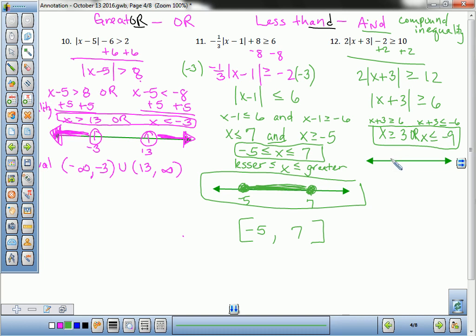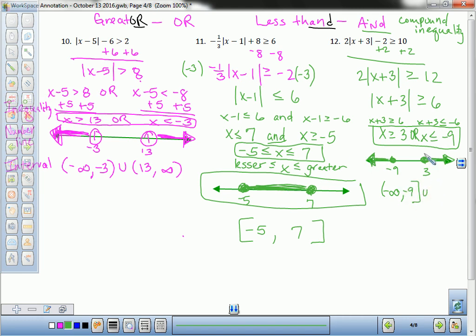Okay? Less than or equal to negative 9, greater than or equal to 3. So I got closed dots, closed dots. So greater than 3 goes this way. Would it be open? It's equal to. Oh, equal to is closed. Less than negative 9 goes left. And that's what it looks like. So I like having the number line to get the interval notation from. It's going left forever, so that tells me negative infinity. It's going right forever, so that tells me positive infinity.